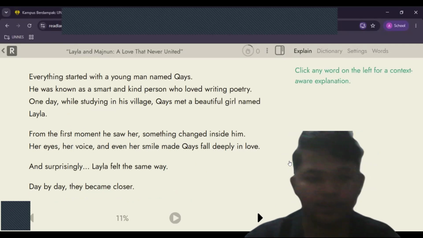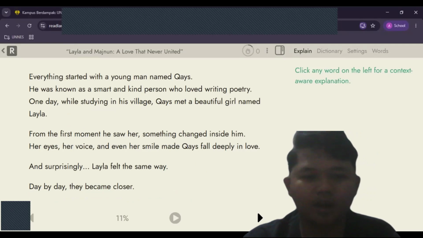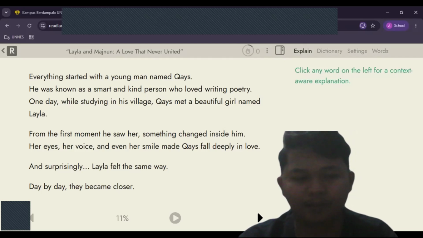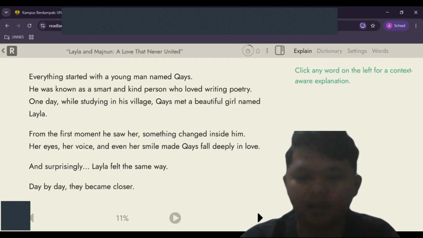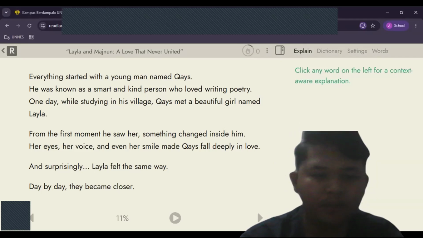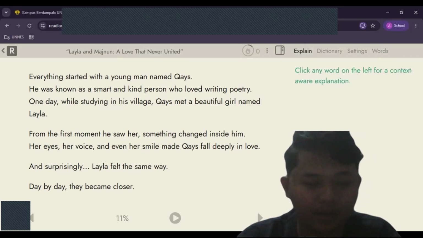Everything started with a young man named Qais. He was known as a smart and kind person who loved writing poetry. One day, while studying in his village, Qais met a beautiful girl named Laila. From the first moment he saw her, something changed inside him. Her eyes, her voice, even her smile made Qais fall deeply in love. And surprisingly, Laila felt the same way.